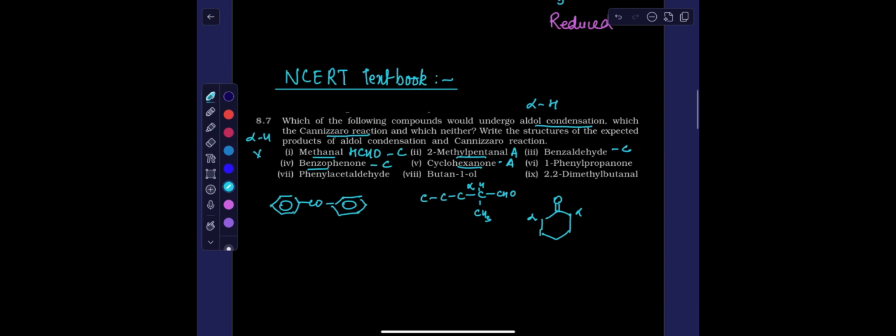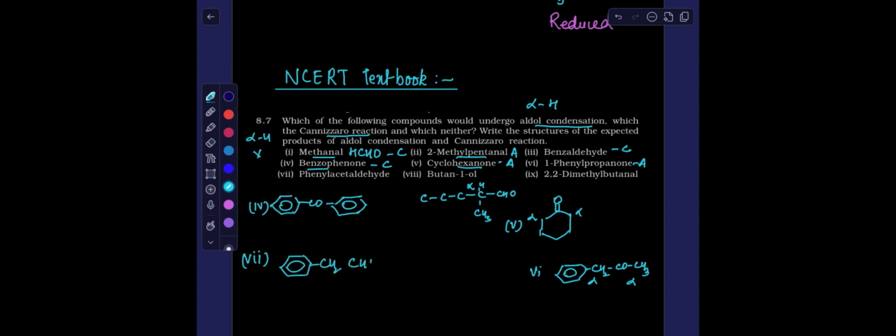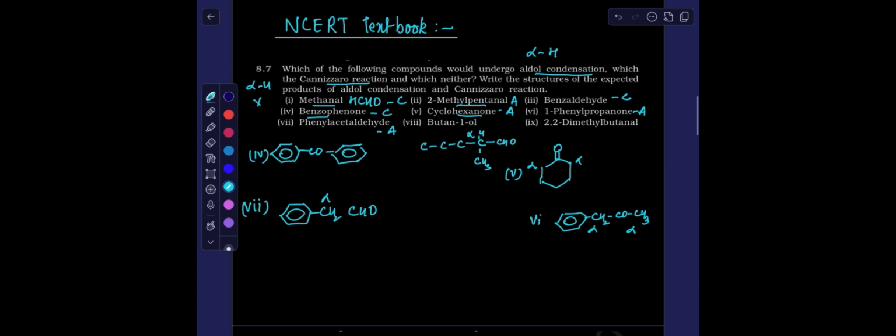Next case, fifth is cyclohexanone. It has 4 alpha hydrogens, so it will show aldol. Phenyl propanone, you can see it has 5 alpha hydrogens, so it will show aldol reaction. Next is phenyl acetaldehyde. Phenyl acetaldehyde again has 2 alpha hydrogens. You can see its structure, so it will also show aldol. It will not show Cannizzaro.